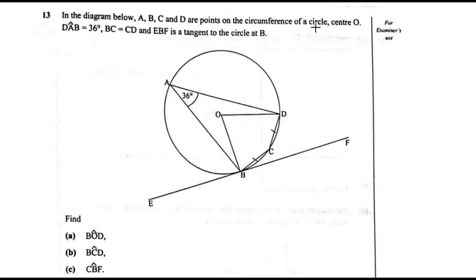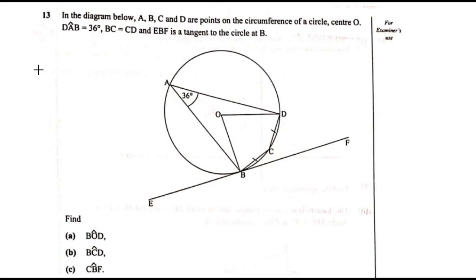So in the diagram below, A, B, C, and D are points on the circumference of a circle. So we have A, B, C, D. Center O, DAB is equal to 36 degrees, which is DAB 36. You can see it right there. BC is equal to CD, and EBF is a tangent to the circle at B. So we can see the EBF is a tangent, and it just touches the circle at the particular point there, B. Okay, so now find BOD.